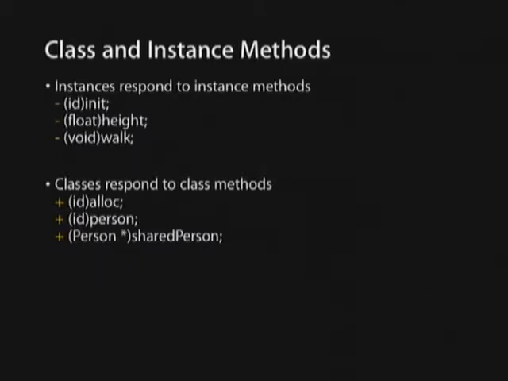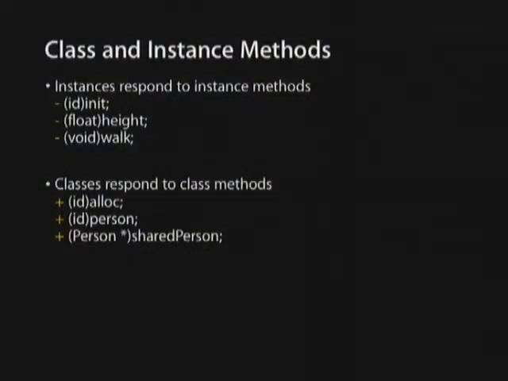And classes can respond to class methods. So if I have the person class, I can allocate it. I can create a new person, and we'll talk about memory management another time. And I can call another method on it called shared person. So this is an example of classes and instances both being objects. You can call methods on both.